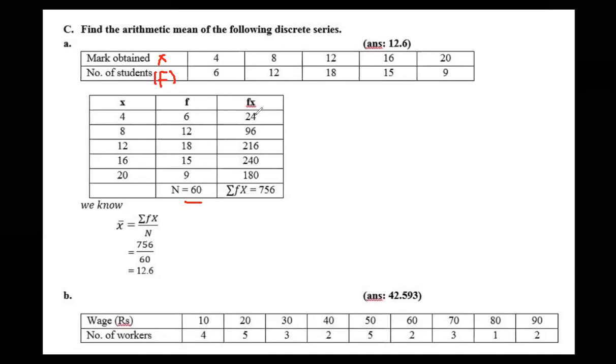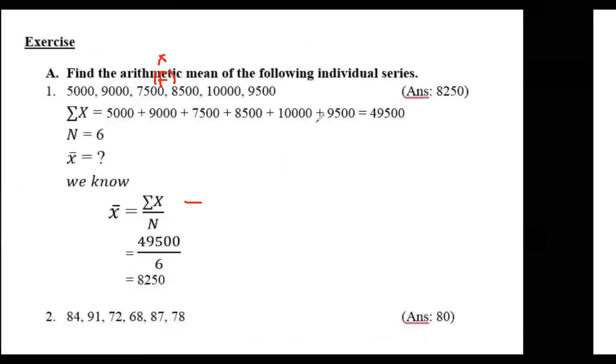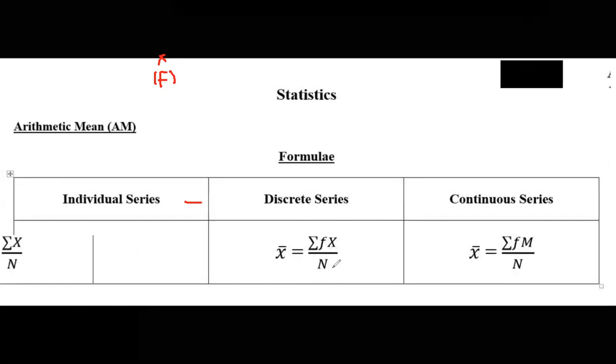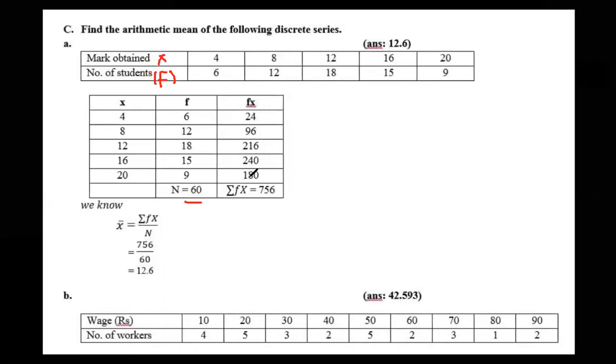Now what is your fx? So according to our formula, let us see the formula once. What is the formula of mean in case of discrete series? Mean equals summation fx by n. Okay, so the formula of mean was summation fx by n. Follow the formula always. Mean equals summation fx by n.